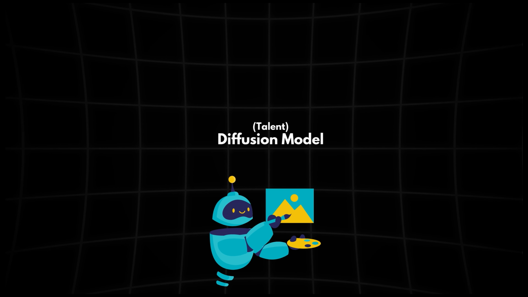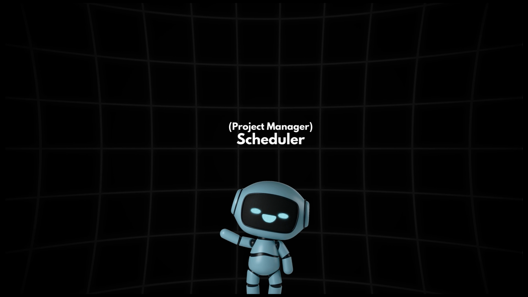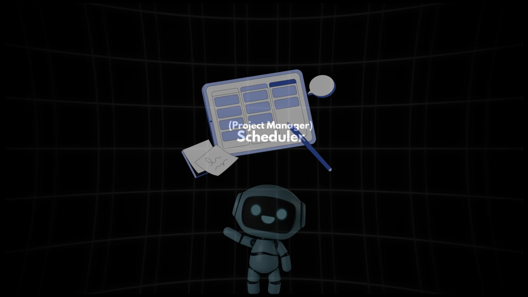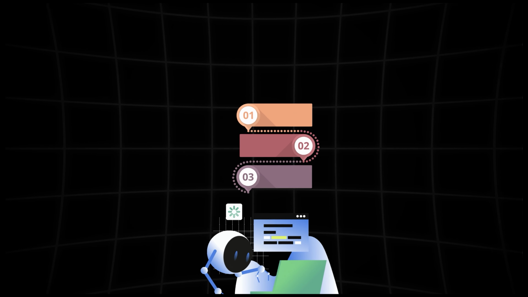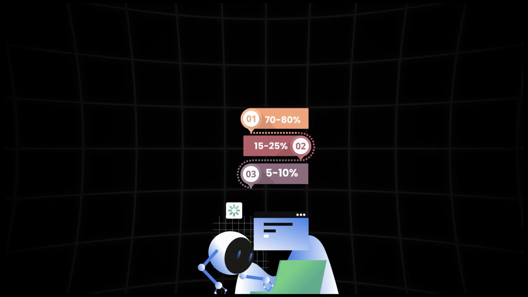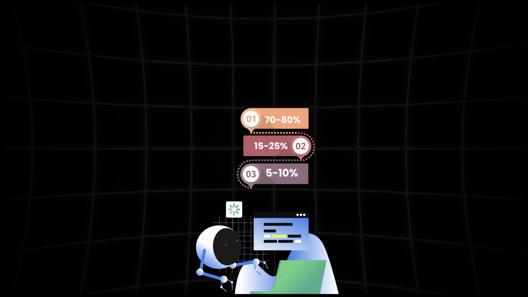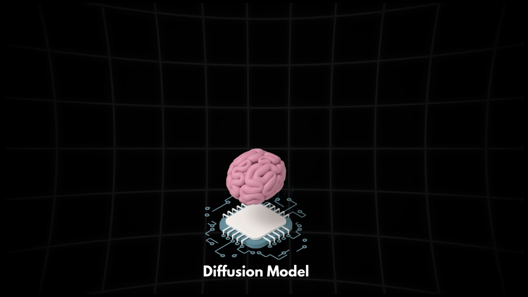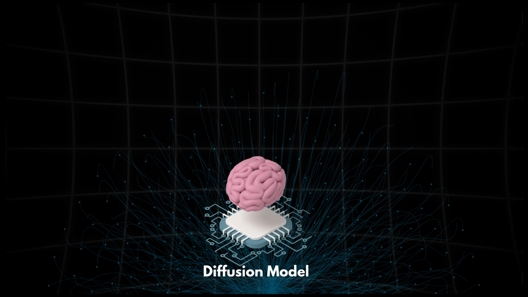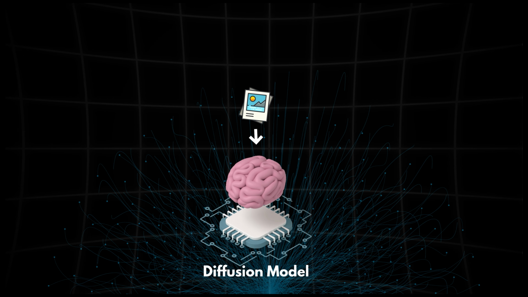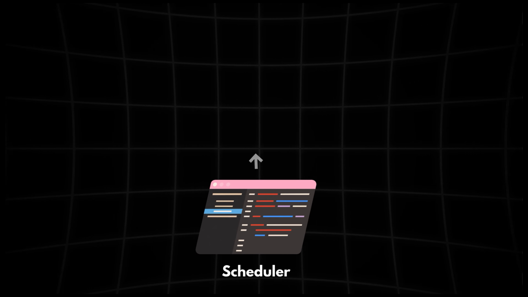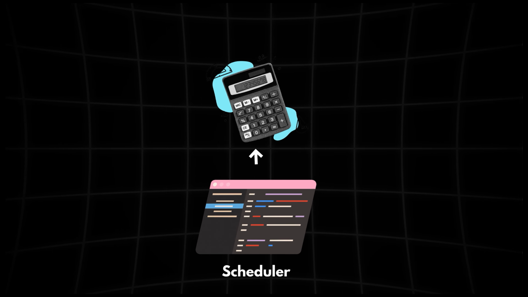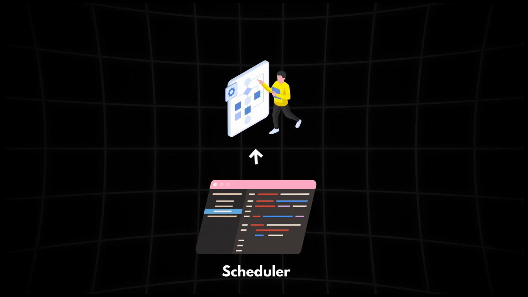Here's how it actually works. While the diffusion model is the talent, the scheduler is the project manager working in the shadows. It comes up with a master plan which is broken down into a specific number of steps. The scheduler's job is to tell the AI artist how much noise to remove at each specific step. And here's the biggest difference between these two. The diffusion model is a massive trained neural network. Its intelligence comes from being trained on billions of images. The scheduler is a traditional algorithm. It's a set of predefined, carefully designed mathematical formulas and rules created by human engineers.